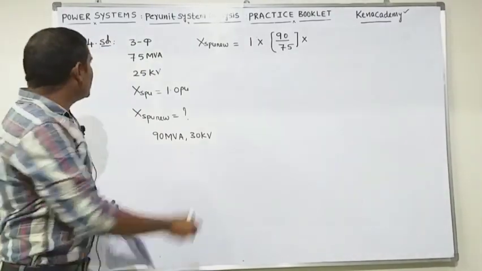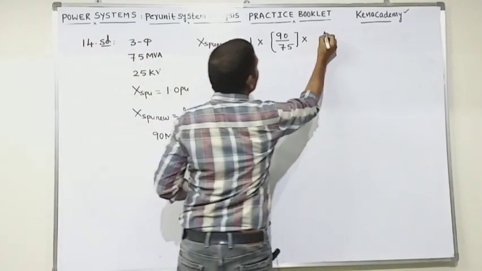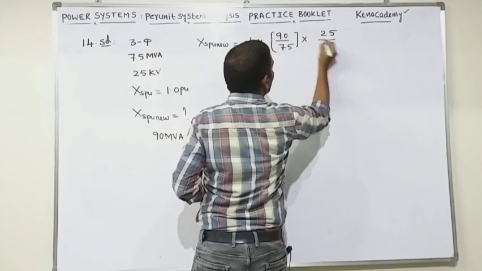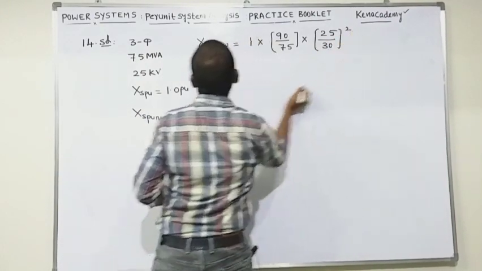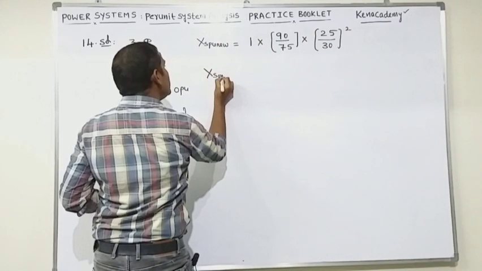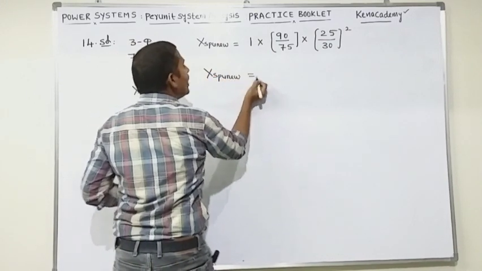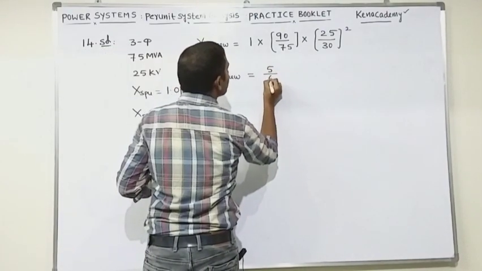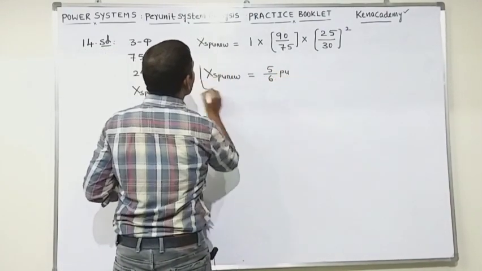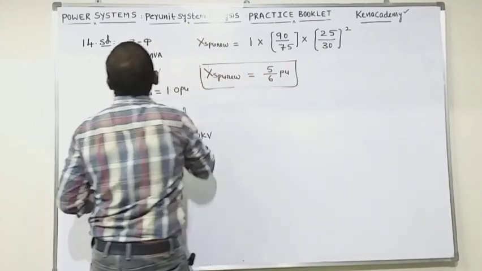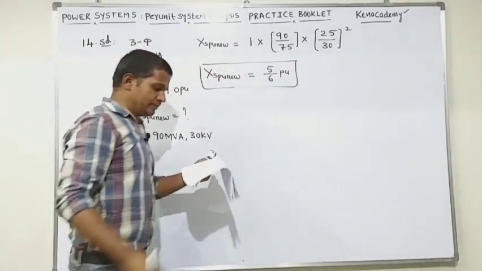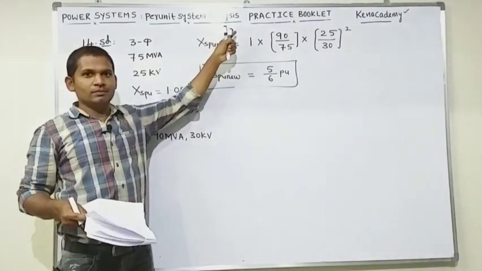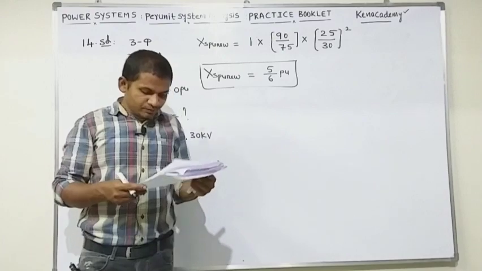Yes. kV old is how much? 25 kV. kV new is how much? 30 kV whole square. Yes, simplify this. Then what is Xs per unit new? New value of per unit reactance, we can get 5 by 6 per unit. This is the AP Genco 2017 question. Simple, the same formula you are using. I have not written that formula, you know that. Yes. Next.